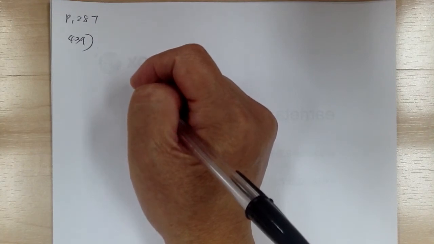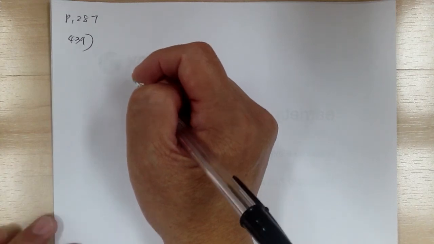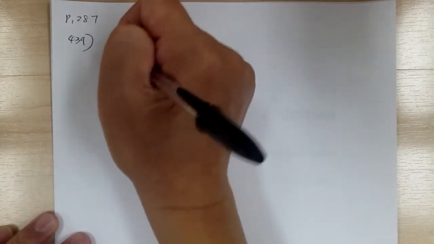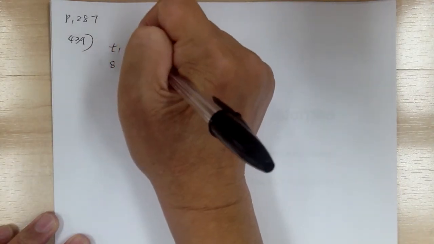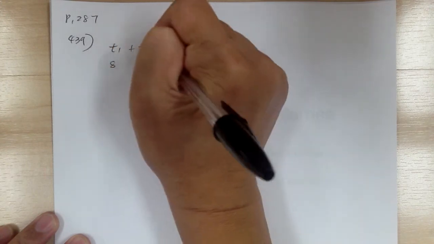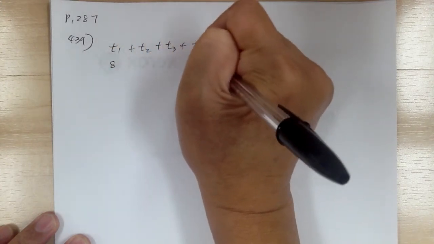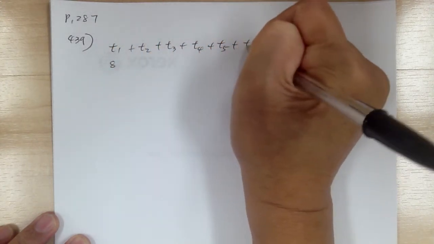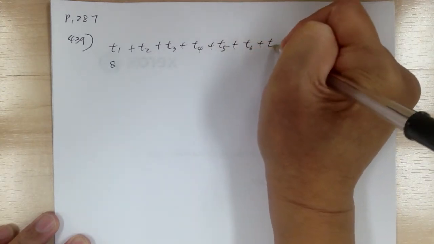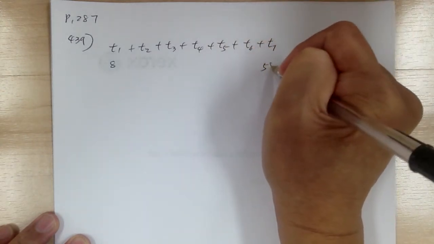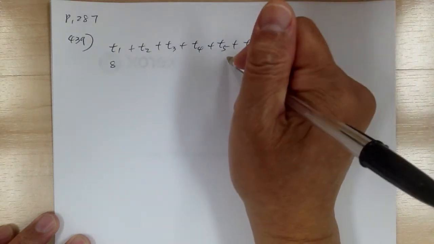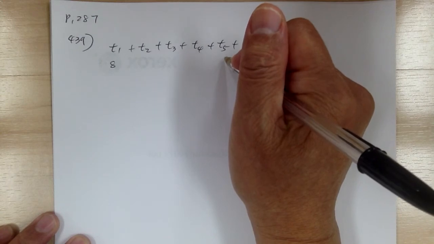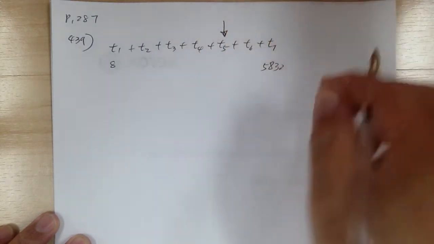Okay, number 439. If 5 geometric means are inserted between 8 and 5832. Okay, so T1 is 8, and 5 terms are inserted, a total of 7 terms. So T2, T3, T4, T5, T6, T7, and this would be 5832. And you're looking for the 5th term. So you're looking for this one over here.